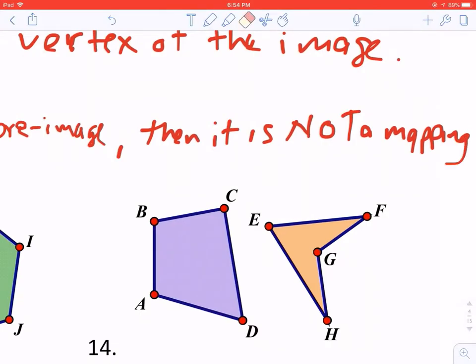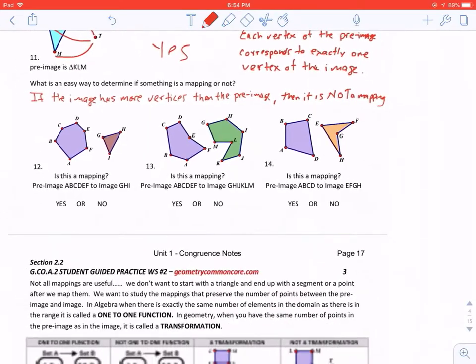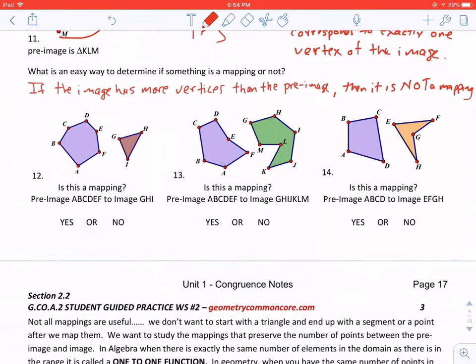I could get 3 P's. Well, one of them might have been backwards, a mapping. Once again, if the image, that's the second one, has more vertices than the pre-image, it's not a mapping. So we look at 12. You can't just look at the pictures, you have to look at what you're told the pre-image is and the image is. So the pre-image is here, and the image is here. In this case, the image has the same or fewer vertices, so it is a mapping.